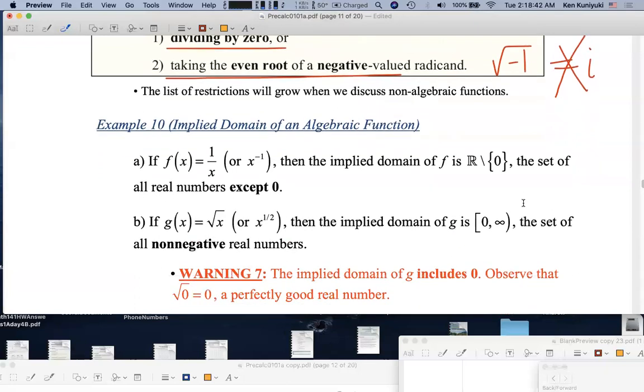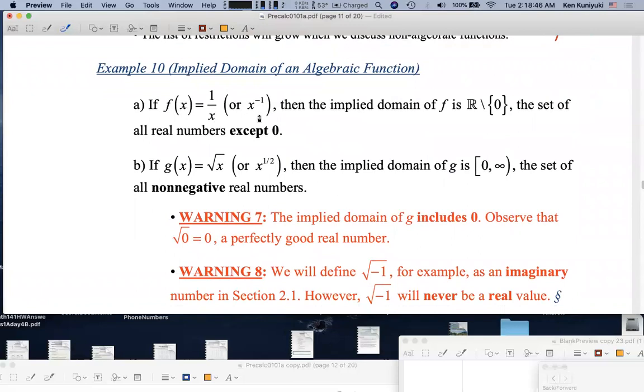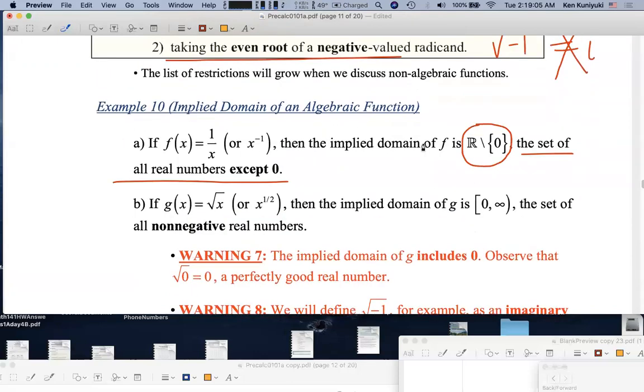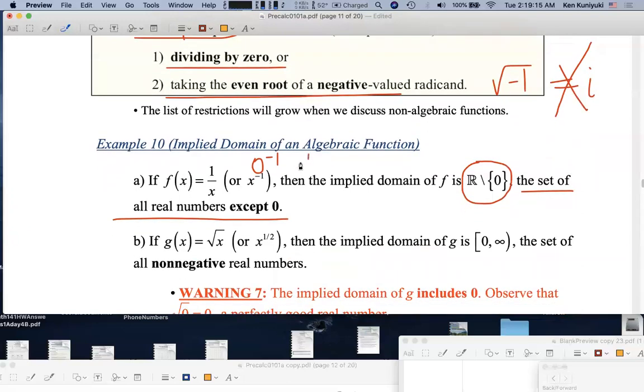So for example, if f of x equals 1 over x, or x to the -1, then the implied domain is the set of all real numbers except 0. This is the set in set difference notation, I should say. The set of all real numbers except 0. So 0 to the -1 is also illegal, because that's the equivalent of dividing by 0. It's like 1 over 0.